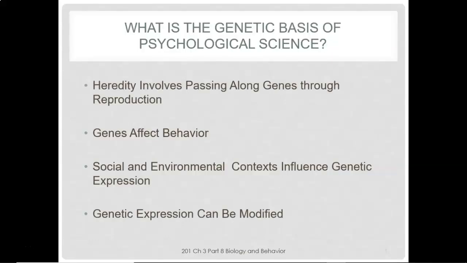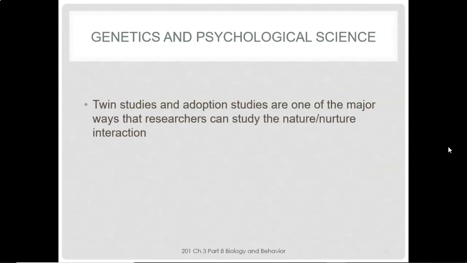So we're going to look at heredity, which is the passing on of genes through reproduction, the genes that you inherit from your family tree. We're going to look at how our genetics can affect behavior. We're going to look at social and environmental contexts and how they influence genetic expression, and how genetic expression can be modified.